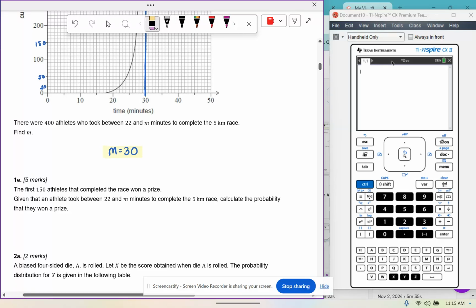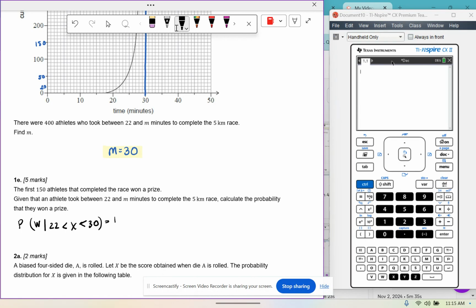Okay, so letter E, 1E. The first 150 athletes that completed the race won a prize. Given that an athlete took between 22 and M minutes, M is up here, M is 30, to complete the race, calculate the probability that they won a prize.